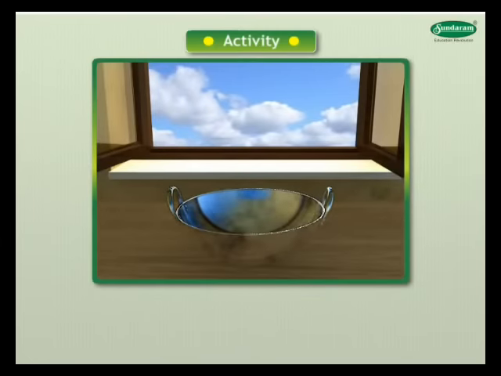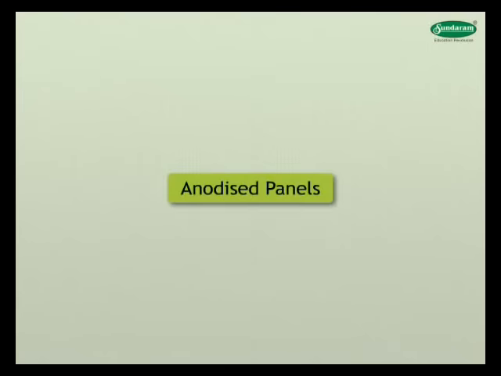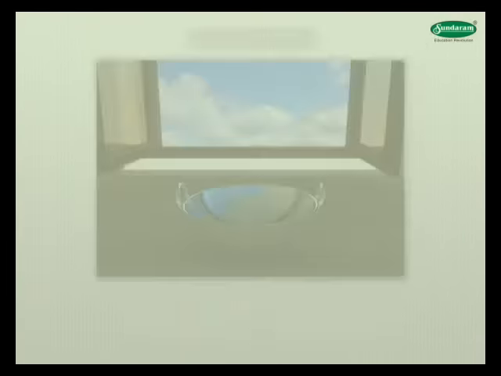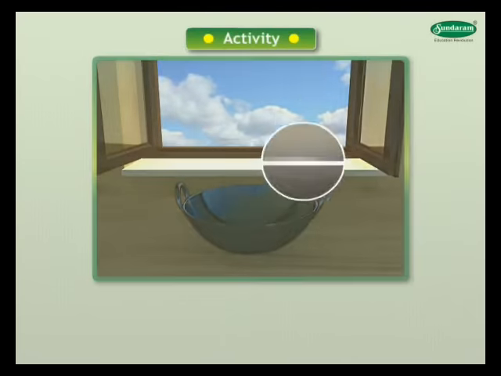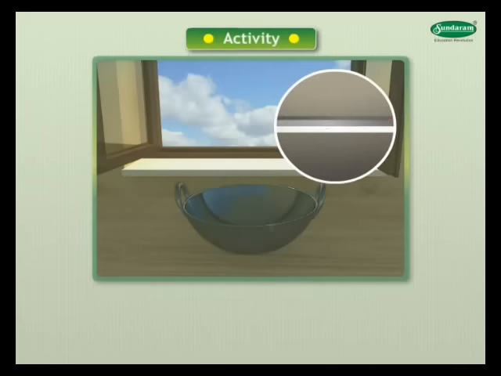Aluminium develops a thin oxide layer when exposed to air. 4Al plus 3O2 gives 2Al2O3. Now let us try to understand the term anodized panels. Anodizing is a process of forming a thick oxide layer of aluminium. Aluminium develops a thin oxide layer when exposed to air. This aluminium oxide coat makes it resistant to further corrosion. The resistance can be improved by making the oxide layer thicker.